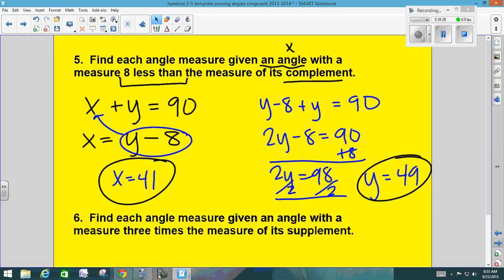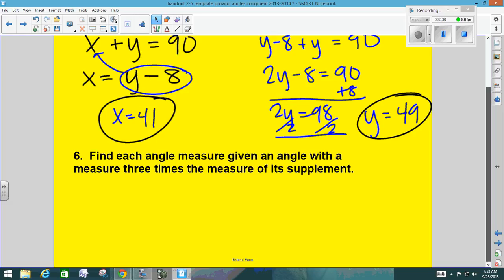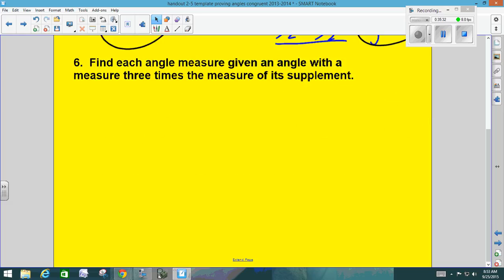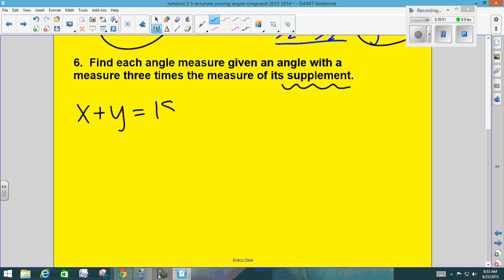Okay. Last one. Find each angle measure given an angle with a measure 3 times the measure of its supplement. Okay, 3 times the measure of its supplement. If they're supplements, what do we know about the two angles? They add up to 180. So create an equation from that. X plus y equals 180, where x and y are the two angles.